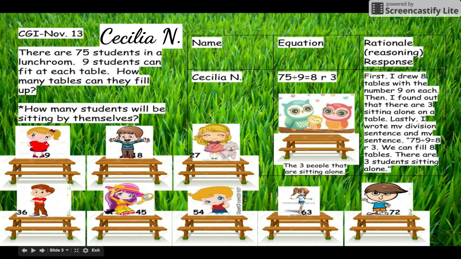Here's another CGI equation. We were working on division, and you can see she wrote her response. Here's her equation, and then she created this picture and shows how she's counting by nines. 9, 18, 27, all the way up to 72.